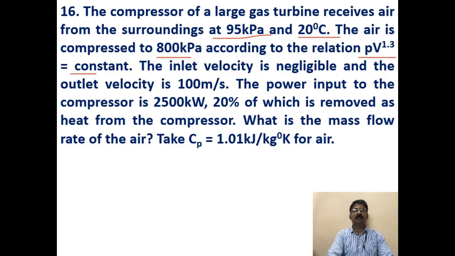The inlet velocity is negligible. The outlet velocity is 100 meter per second. The power input to the compressor is 2500 kilowatt, 20% of which is removed as heat from the compressor. So W input is 2500. So heat loss is 20% of 2500. What is the mass flow rate of air? Take Cp is equal to 1.01 kilojoules per kg Kelvin for air.